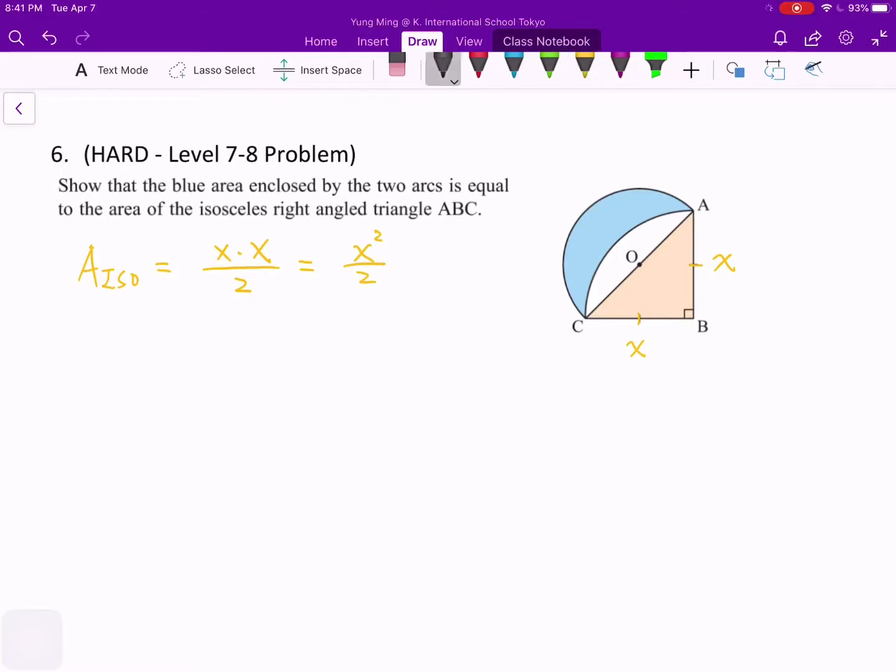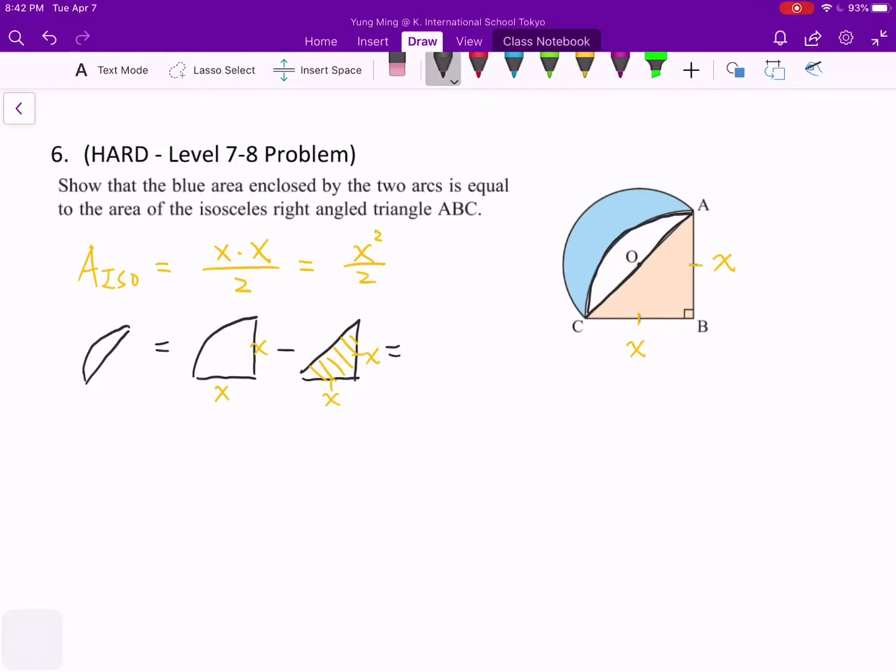Now the next thing we're going to do is we want to find out this area over here. So in order to find that area, we're going to use a quarter of a circle subtracted by the original orange area that we solved, right? The isosceles right triangle area. Okay, so that will give me the leftover. Okay, so what is the radius for this quarter circle? This is x, right? This is also x, and then this is also x. This is also x.